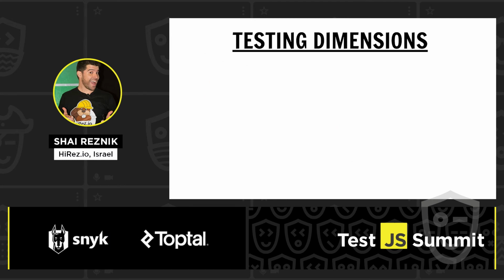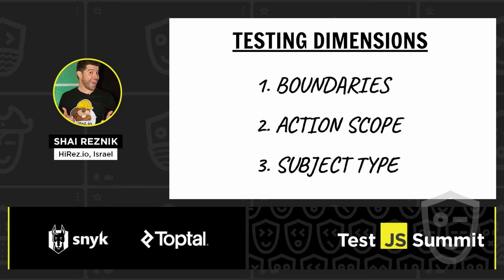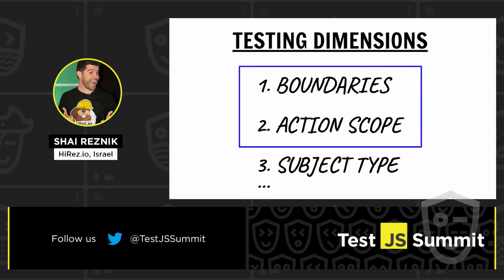We have several testing dimensions that we can analyze. The first one is boundaries. The second is action scope. And the third one is subject type. And we have actually more testing dimensions that I discovered over the years. But today I want to talk about only these first two.